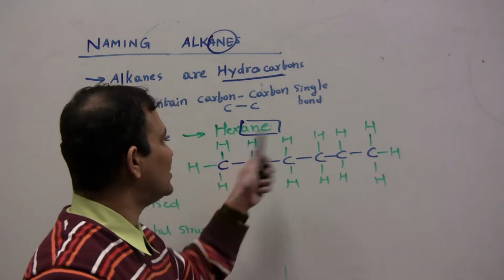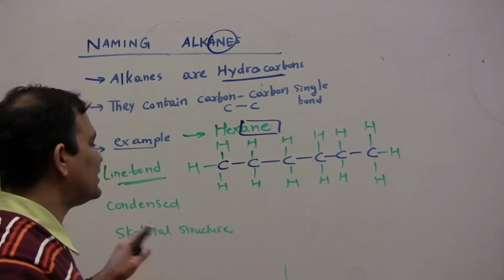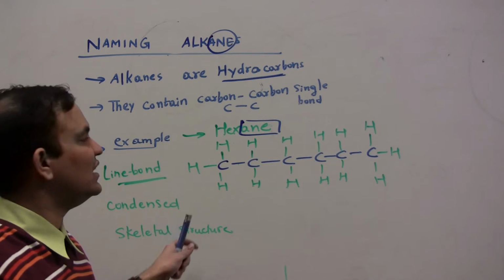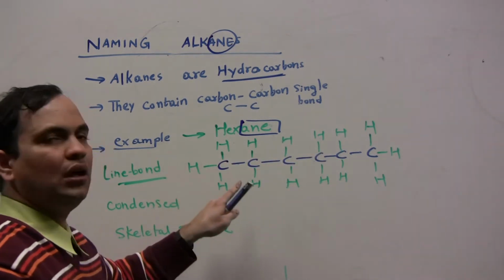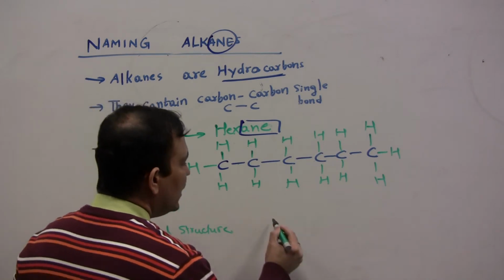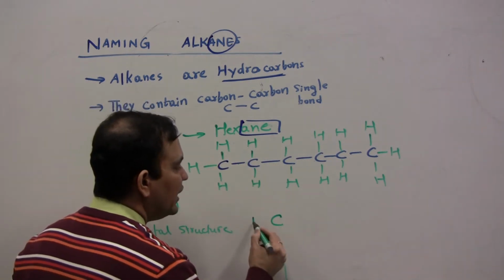So in order to write this structure in a very convenient form, we can use either the condensed form or the skeletal structure. I will show you both forms, how to represent the same hexane molecule. In condensed form first, instead of showing the line bonds, we just write that there are 3 hydrogens. So we write 3 here.